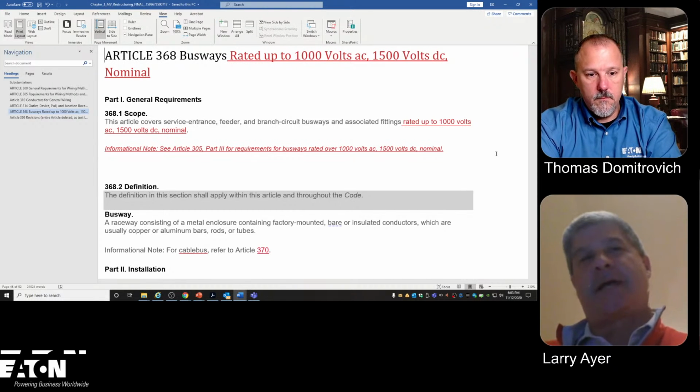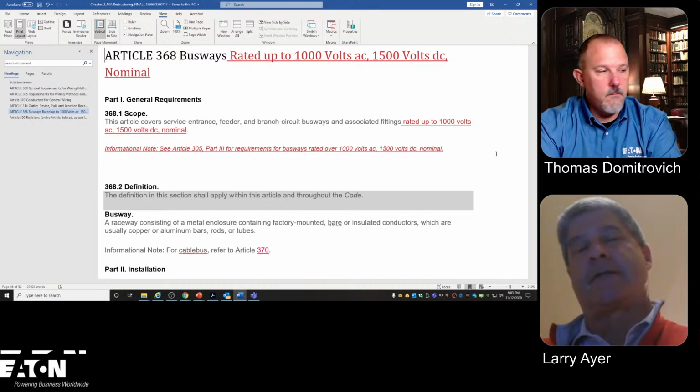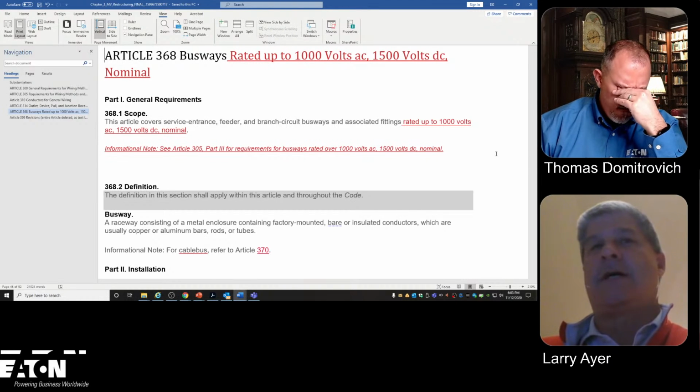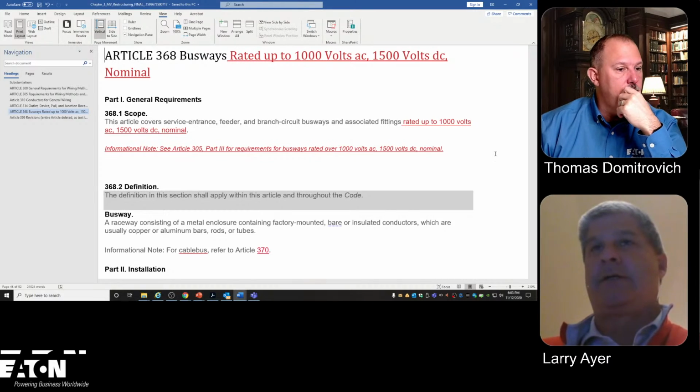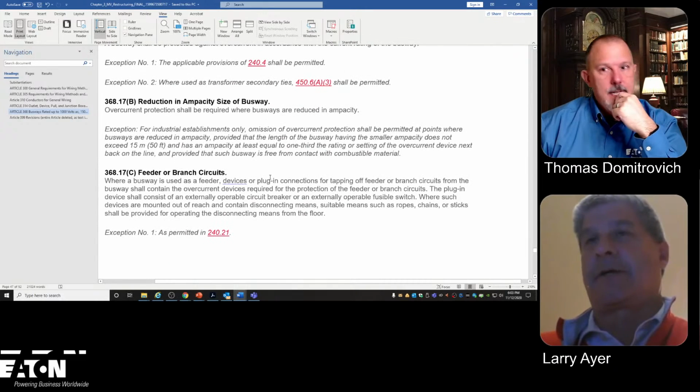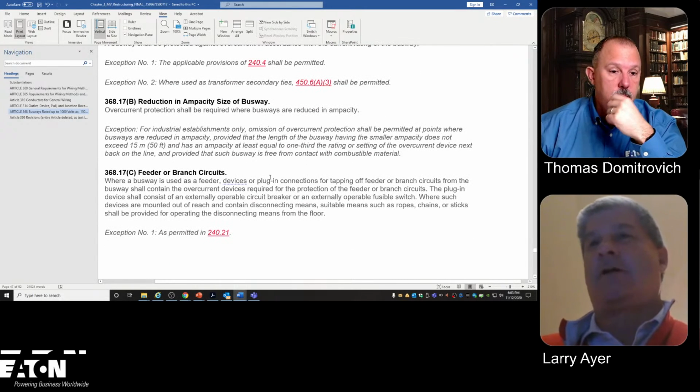Another argument, going back to Dave Williams' question, some of the arguments against this is the fact that if someone doesn't understand medium voltage, then they really shouldn't be installing electrical work. Yeah. And they're not qualified.